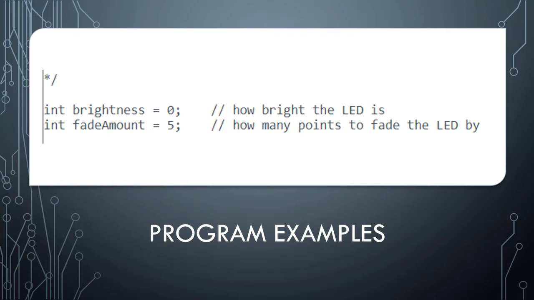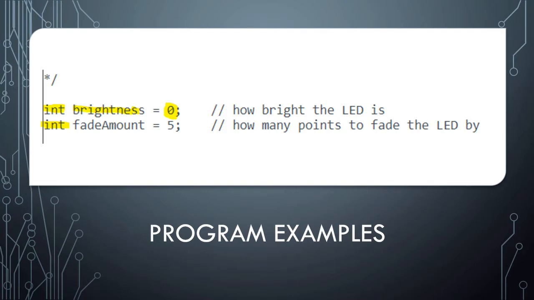So in the first part of our code, we're going to set up a couple of variables before we start. The first one is going to be an integer. It's just going to be a number. And the second one is going to be an integer as well. The first one we're going to call brightness, and that's how bright our LED is going to start out at. You can see that we're starting it out at a value of 0 or off, right? There's no light being emitted.